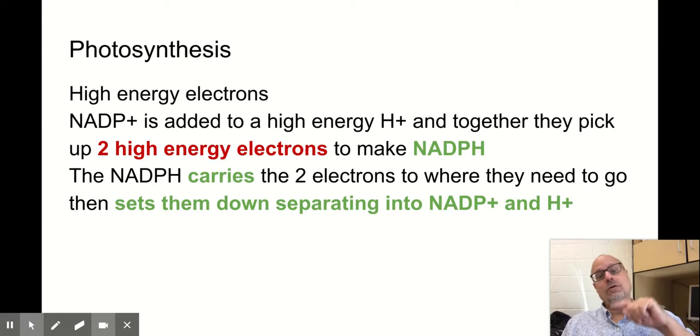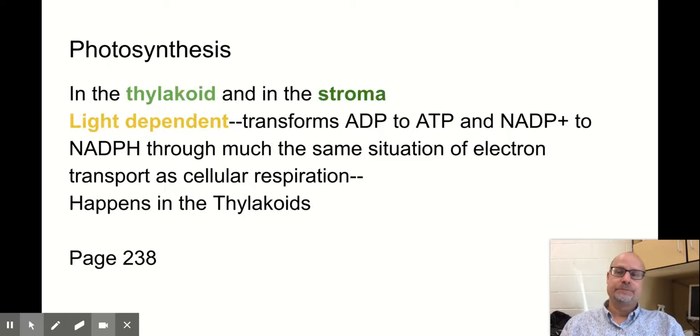They need to go over to something called the Calvin cycle, where they can go ahead and arrange the rearranging of making things work out properly to turn regular carbon dioxide into glucose.